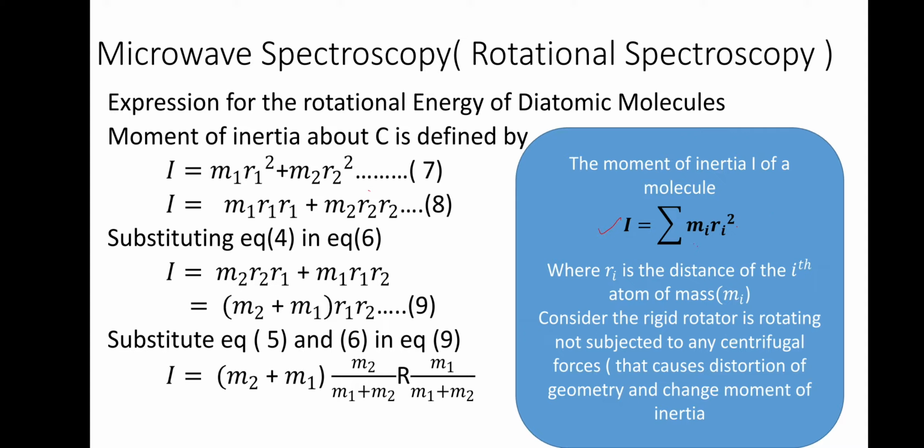When we consider this, we don't consider centrifugal force. If centrifugal force is there, there will be distortion in the shape, so we don't consider that; what we take is this expression for moment of inertia. So that is what is substituted here: m1 r1 square plus m2 r2 square. Now this is expanded and written as m1 r1 r1 plus m2 r2 r2. Now equation 4 and equation 6. What was equation 4?